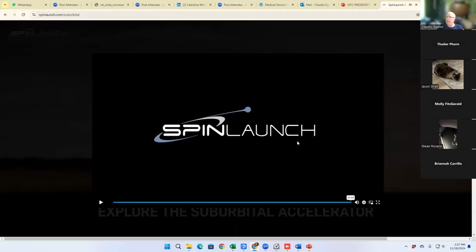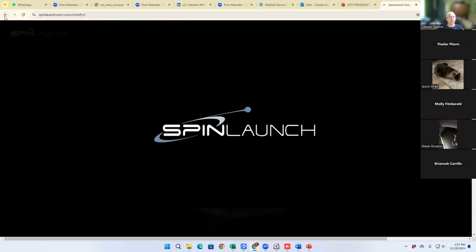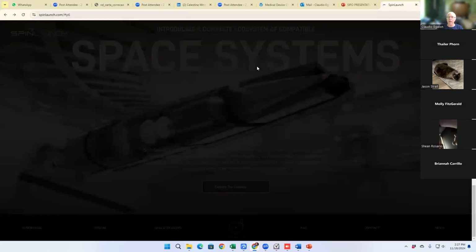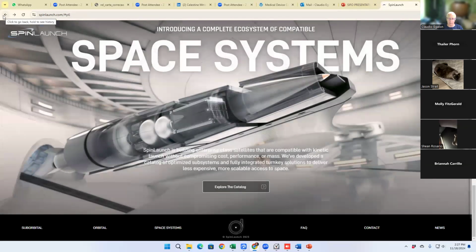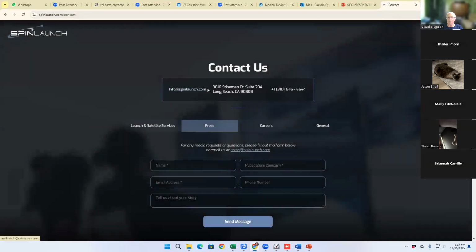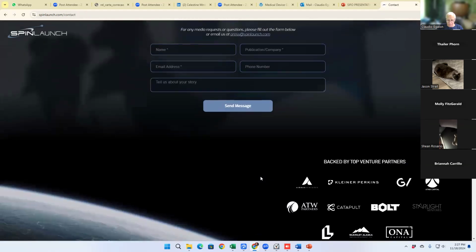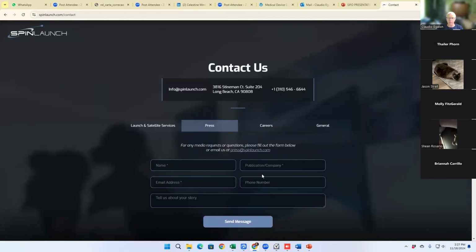Okay, so that's the SpinLaunch technology device. Let's see where those guys are located. Long Beach. So it's next door to LA Harbor, right? Long Beach, California. That's their phone number if you want to contact them. Of course, they don't launch it from Long Beach. They have to go to the desert to launch that stuff. But that's their headquarters.